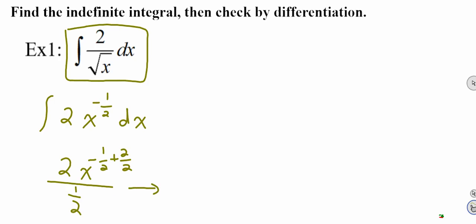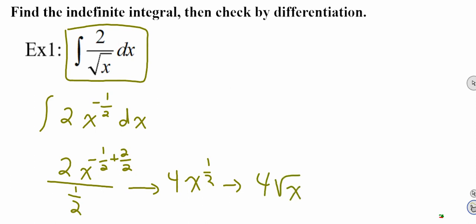So let's see what we've got. We've got -1/2 plus 2/2. That's x to the 1/2. And then we're going to have 2 divided by 1/2. Whenever we're dividing by a fraction, it's really multiplying by the reciprocal. But 2 divided by 1/2, that's pretty easy. That's going to be 4. And we're going to rewrite it in a nice way.